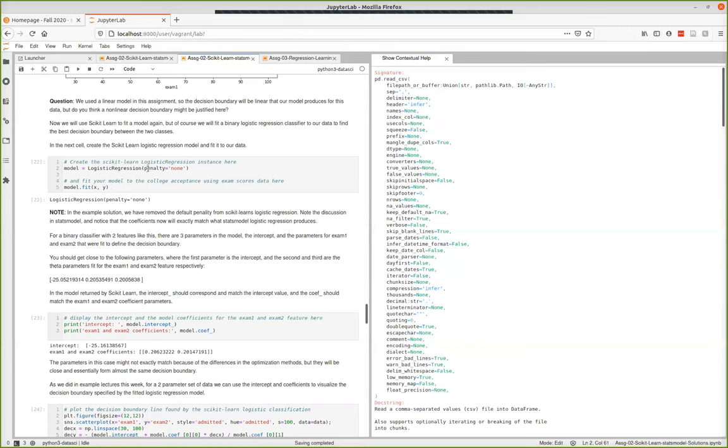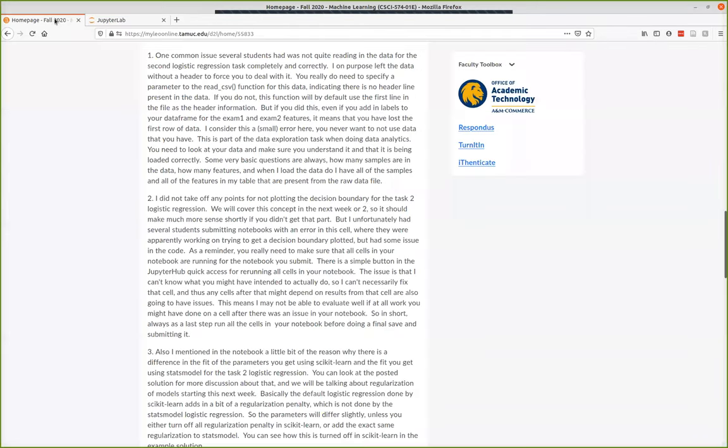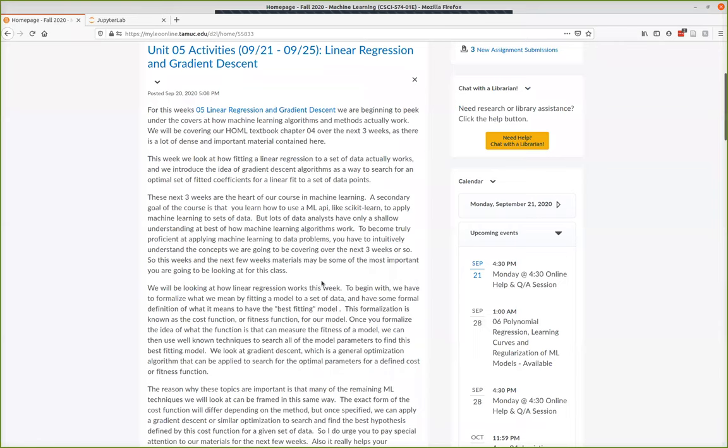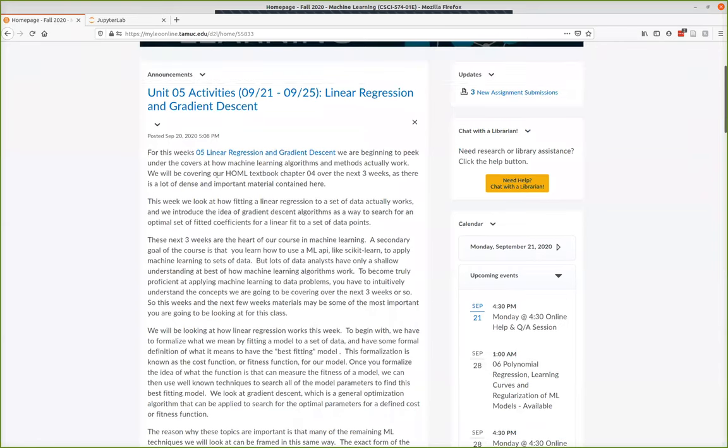So, we ought to talk a little bit about this week's materials as well. This week is pretty important. Starting this week and next week, we're looking at chapter 4 from our textbook here. It's a big chapter, so I've broken it up over 3 weeks basically. The heart of our machine learning course is really this week and next week, talking about linear regression and gradient descent, and then next week we'll look at learning curves and fitting polynomials and some other issues.